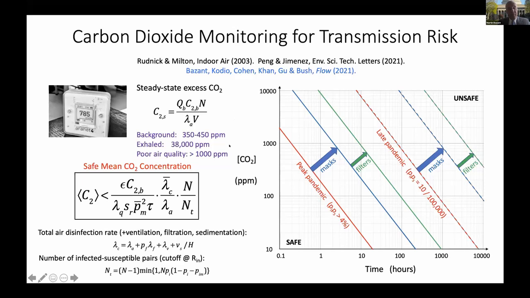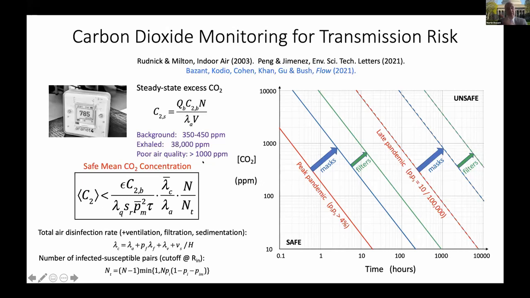And in fact, it's well established that CO2 itself is a proxy for estimating other types of problems in a space, such as lack of oxygen, other kinds of perhaps infection, and CO2 has been correlated in the public health field with absenteeism from work, even low test scores by children. So CO2 is an interesting measure of many health effects. But what we want to focus on is transmission of respiratory disease.